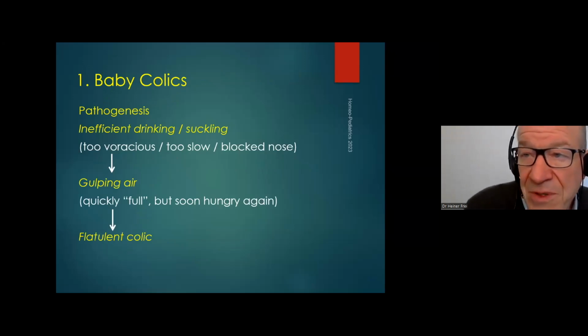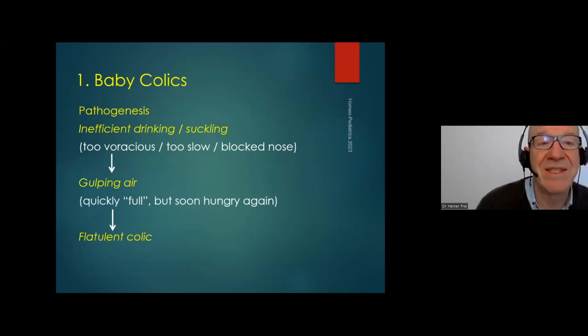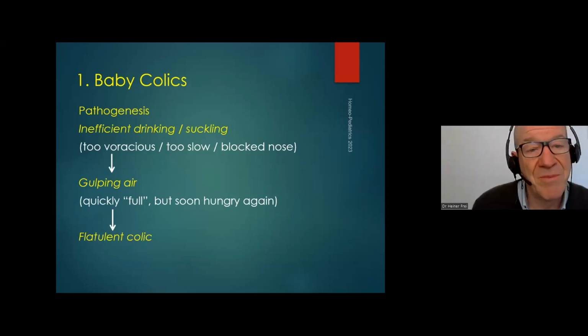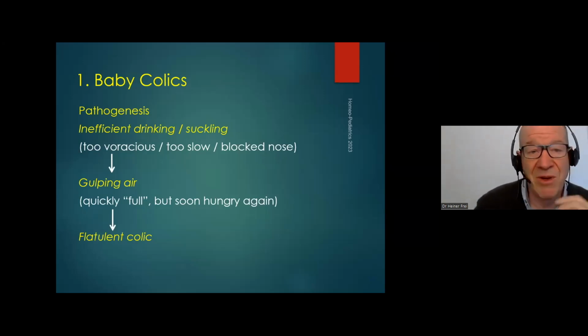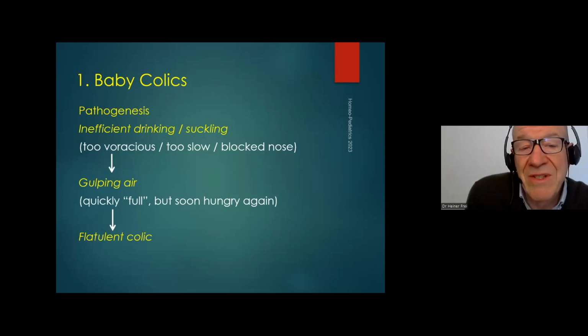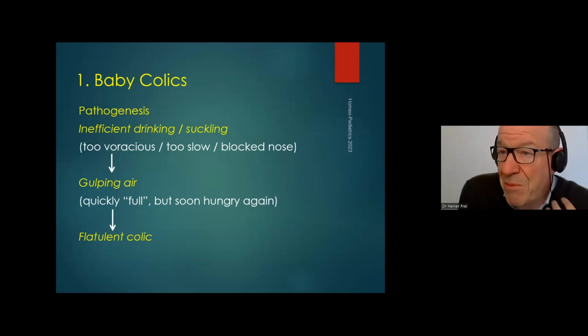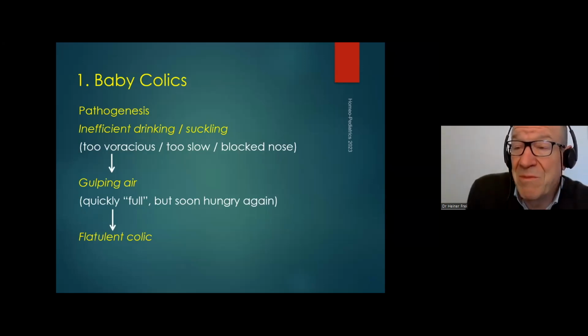So we come to the first pathologic condition, that is baby colics, most frequent. The pathogenesis of baby colics is inefficient drinking or suckling. Most children with baby colics drink too voraciously. Some drink too slowly, maybe because they have a blocked nose. A blocked nose means a baby cannot properly drink because they cannot breathe.